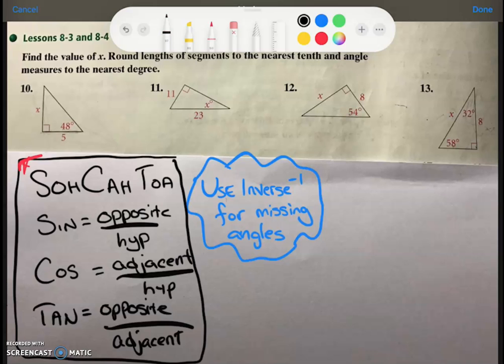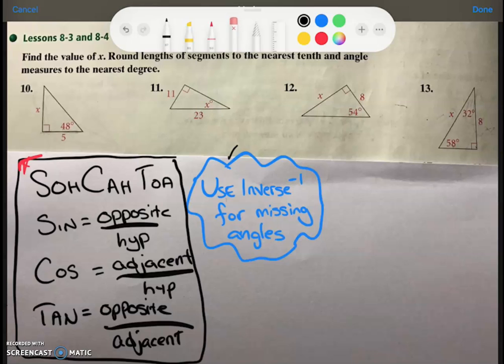In blue here, we show when you use the -1 button in your calculator, called the inverse sine or inverse tangent. And that is when you're looking for a missing angle, like problem number 11, you would end up using inverse tangent or sine.